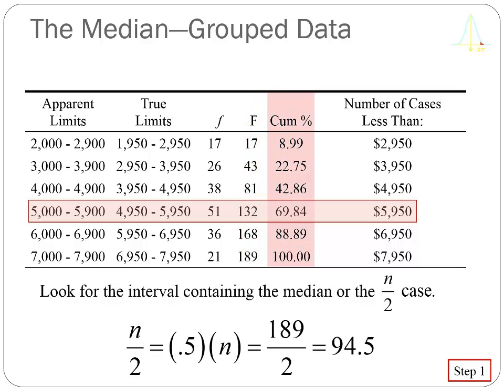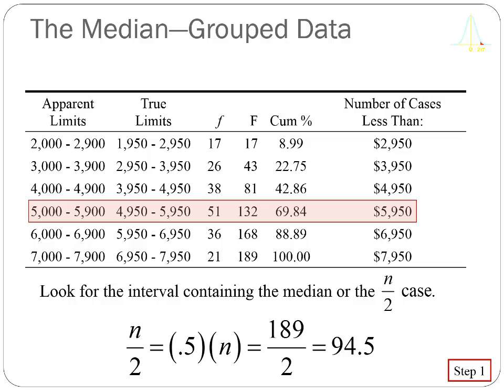And then the cumulative percentage column is the column I'm going to use to identify the interval that contains my median. Now I've highlighted it here in red. And how do I know that my median falls somewhere between $5,000 and $5,900? I look at the cumulative percentage column and I read down and find the first number that exceeds 50. It's not 8.99, it's not 22.75, it's not 42.86.